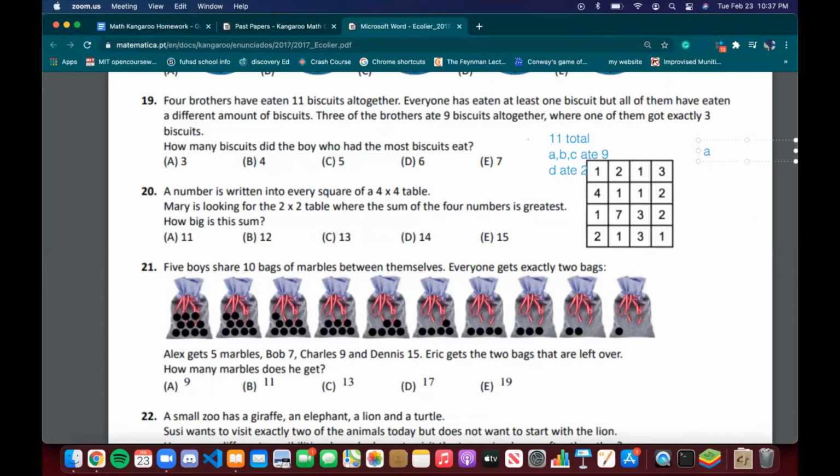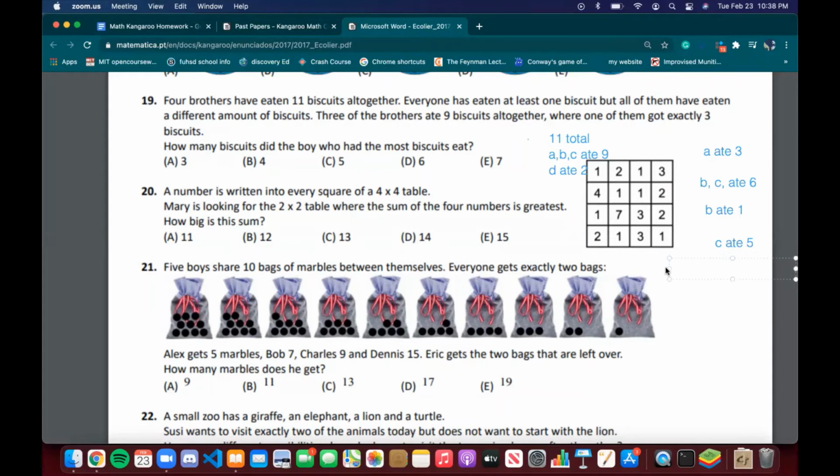So A ate 3. So B and C ate 6. And B and C could not have eaten 3 cookies because they're not allowed to eat the same number of cookies, nor could they have eaten 2 cookies because D also ate 2. So the only way we could do it is B ate 1 and C ate 5.